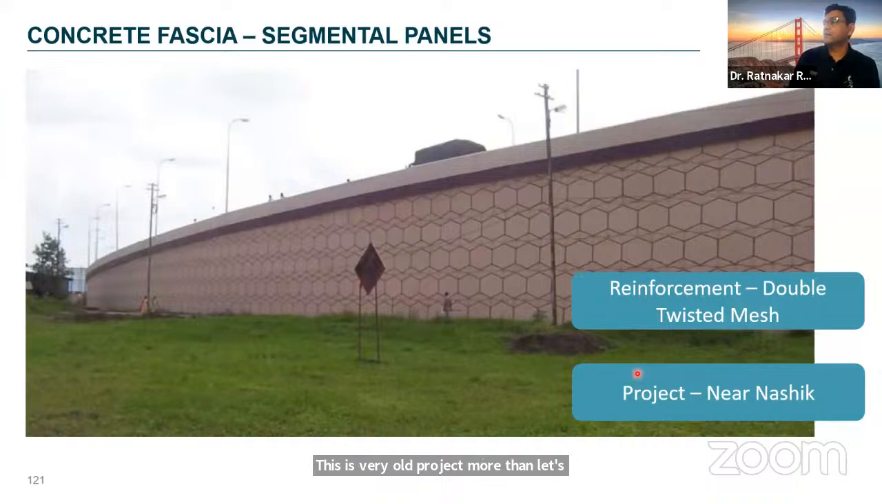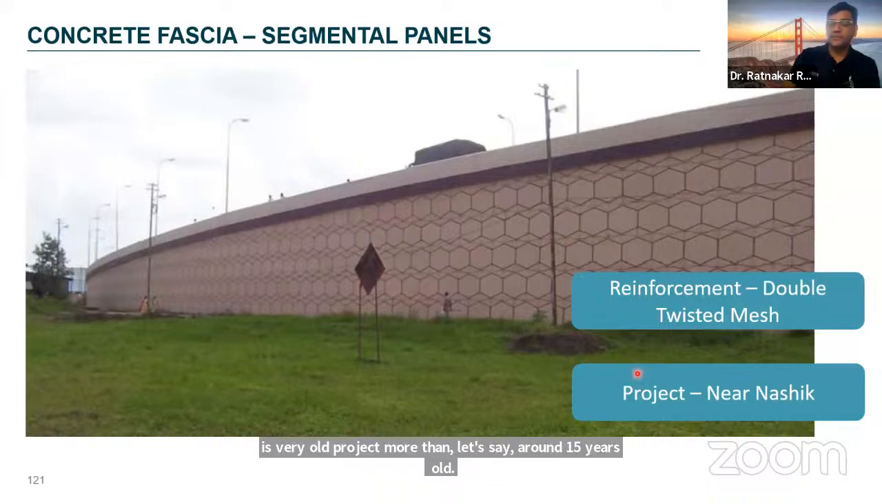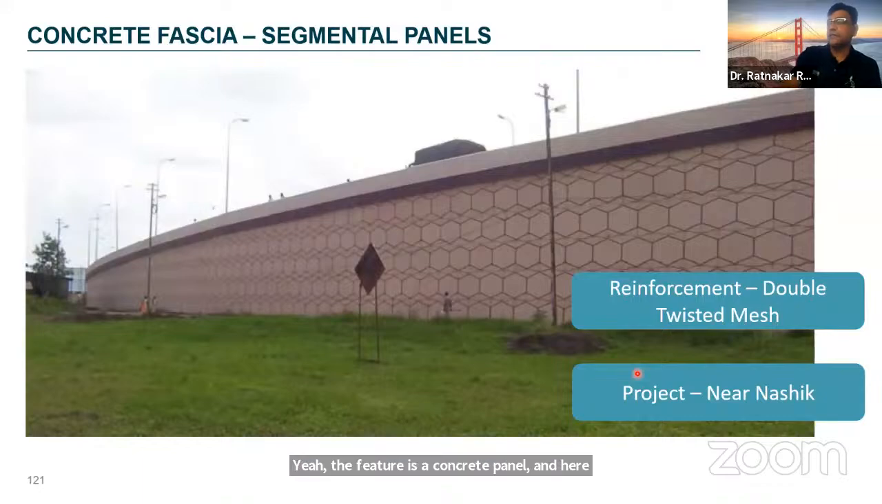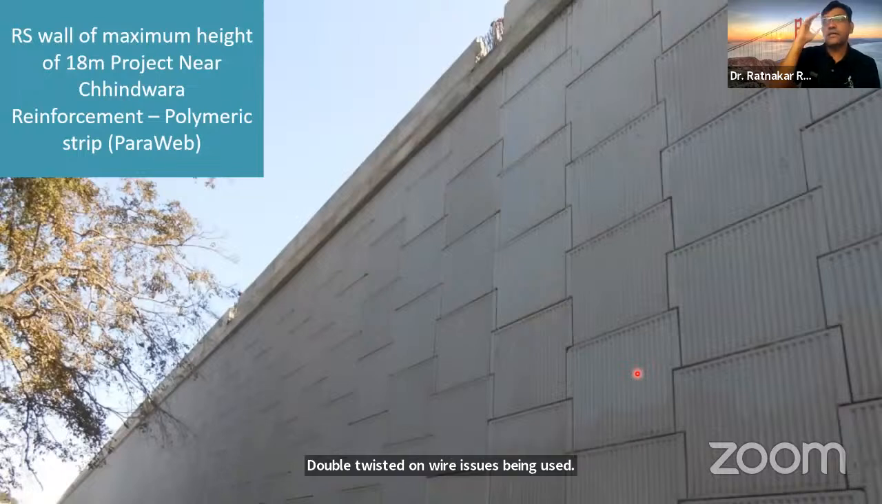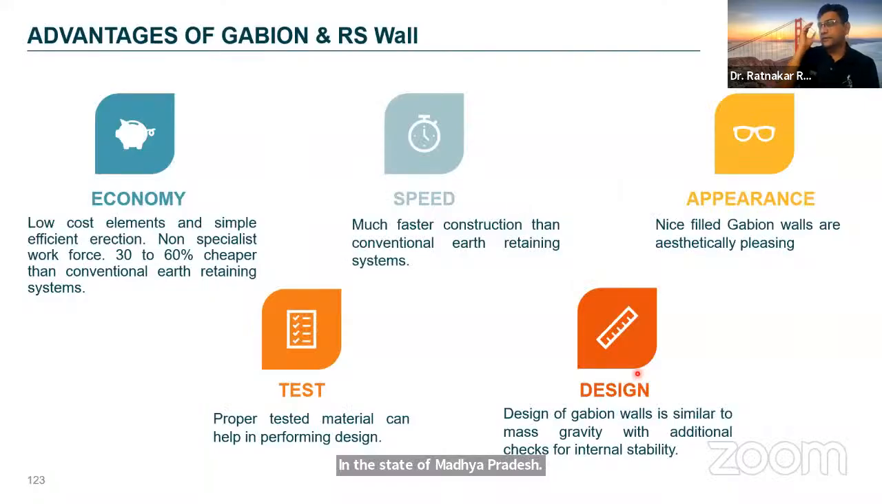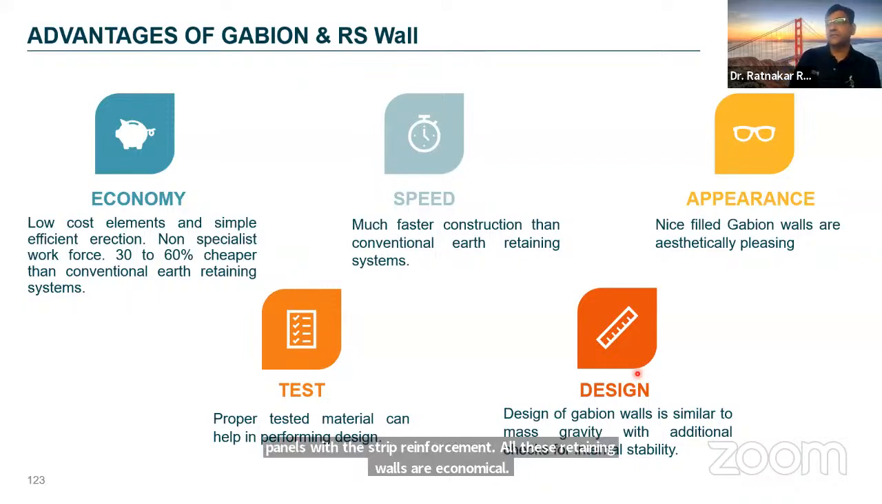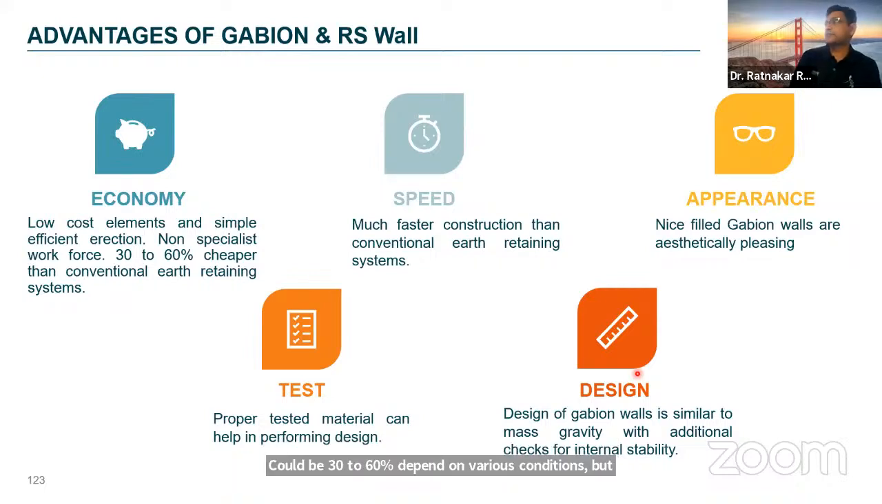Here the fascia is a concrete panel, and the steel mesh is being used. Double twisted hexagonal wire mesh is being used. This is a wall of around 18 meters high in the state of Madhya Pradesh, with concrete panels and strip reinforcement. Overall, these retaining walls are economical, could be 30 to 60%, depending on various conditions, but they are economical. Faster construction, nice appearance with maybe a gabion, maybe concrete fascia.